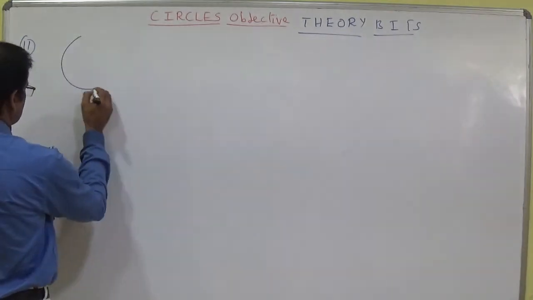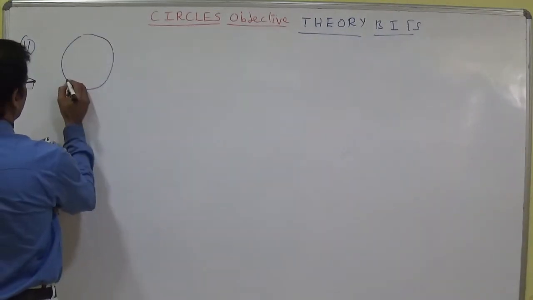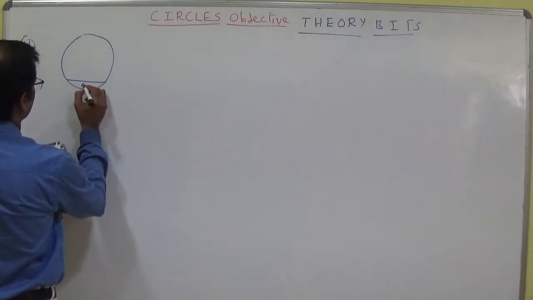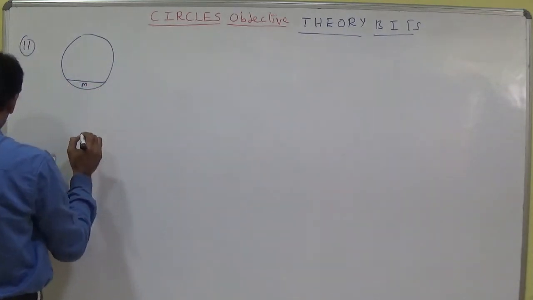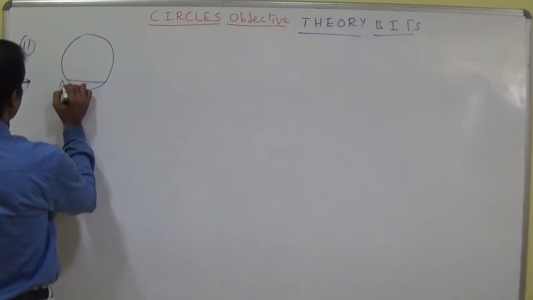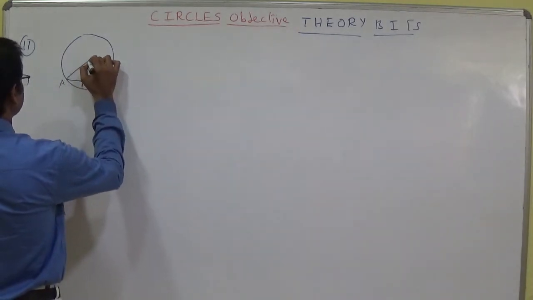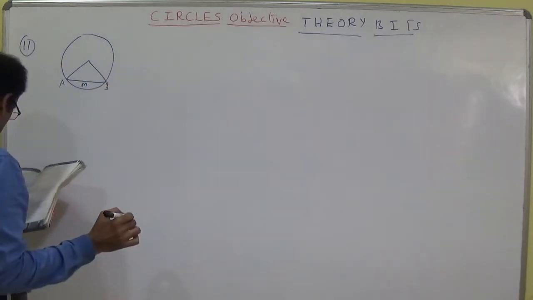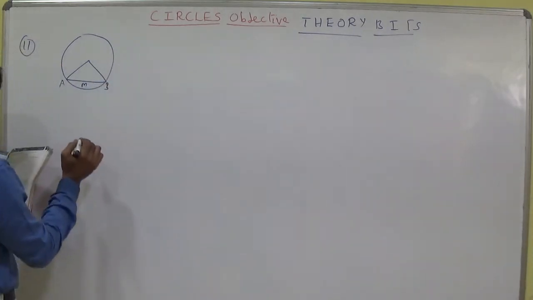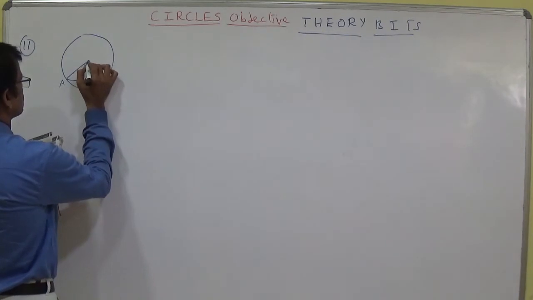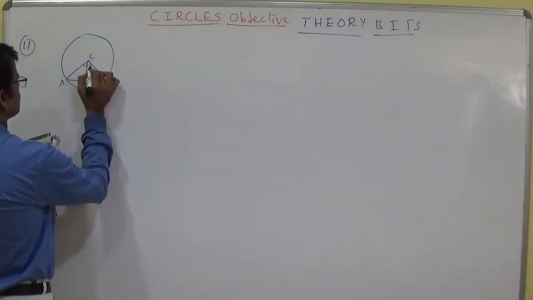at the center. Locus of middle point. Let the middle point be this one. Locus of middle point of chord of circle. Let AB be a chord, M is the midpoint, and it is making an angle alpha at the center. So draw like this. This is C.